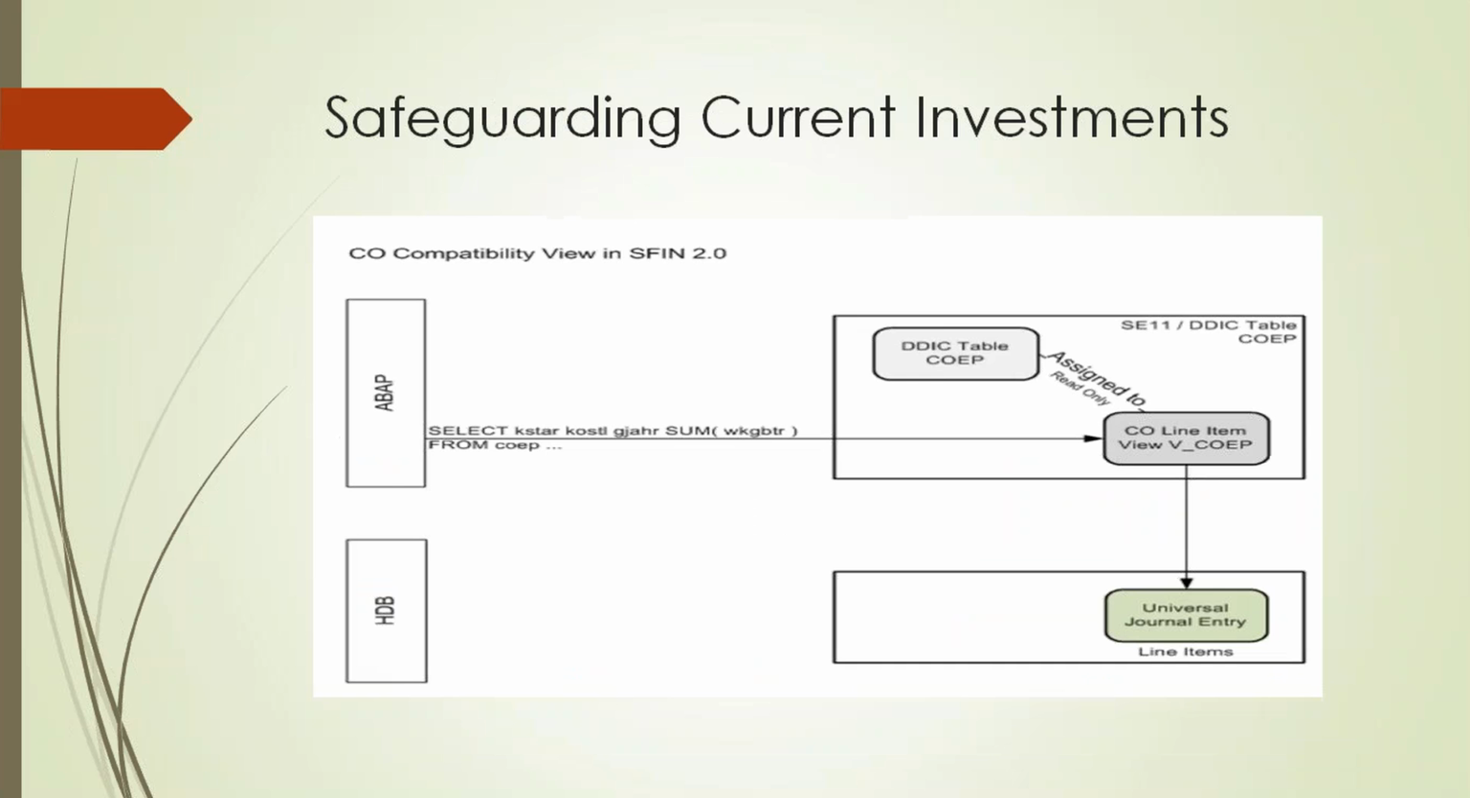This is exactly what I'm trying to say. So this is just the example of COEP. When you were writing the ABAP code, selecting particular fields from this table COEP, it was taking the data from COEP, but now it will not take the data from COEP. The COEP will be assigned to the view called V_COEP, and this will fetch the data from the Universal Journal. And whatever data was available to you earlier, in the same way it will be available to you now also. And the database is the HANA database now. Earlier it was some other database.